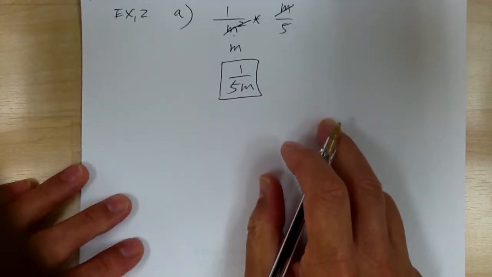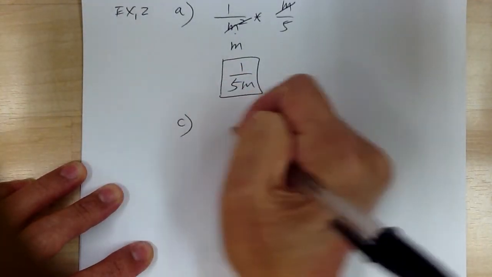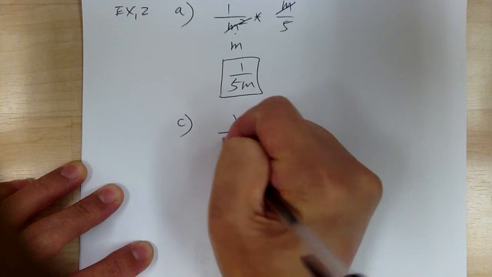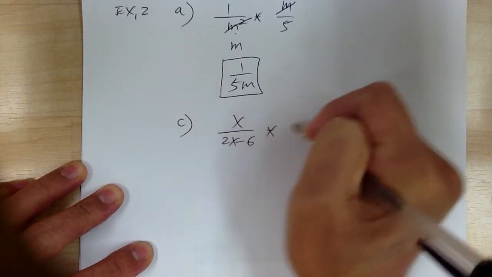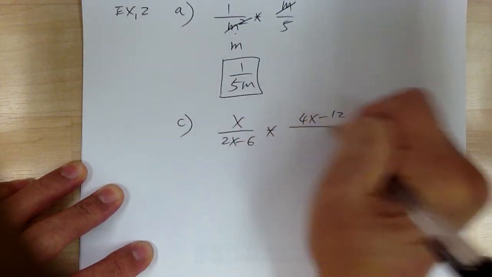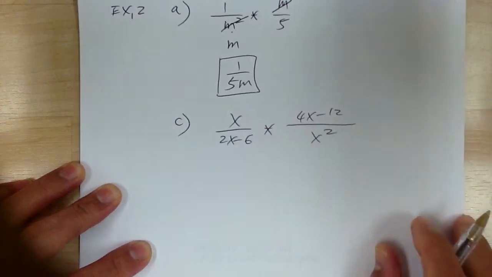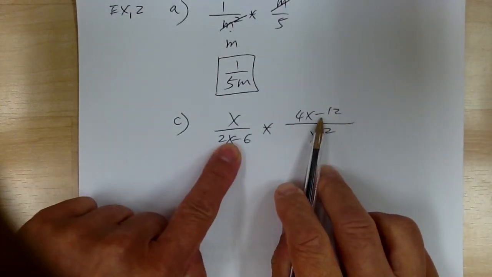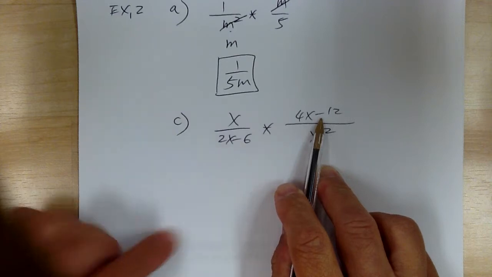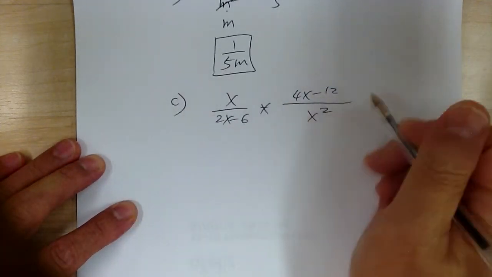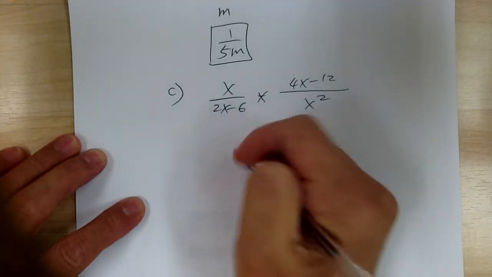Now let's go to C. You have x over 2x minus 6 times 4x minus 12 over x squared. As soon as you see addition or subtraction, those are terms. Right away, that's your clue: you've got to do factoring. So do not cancel anything before you do factoring.